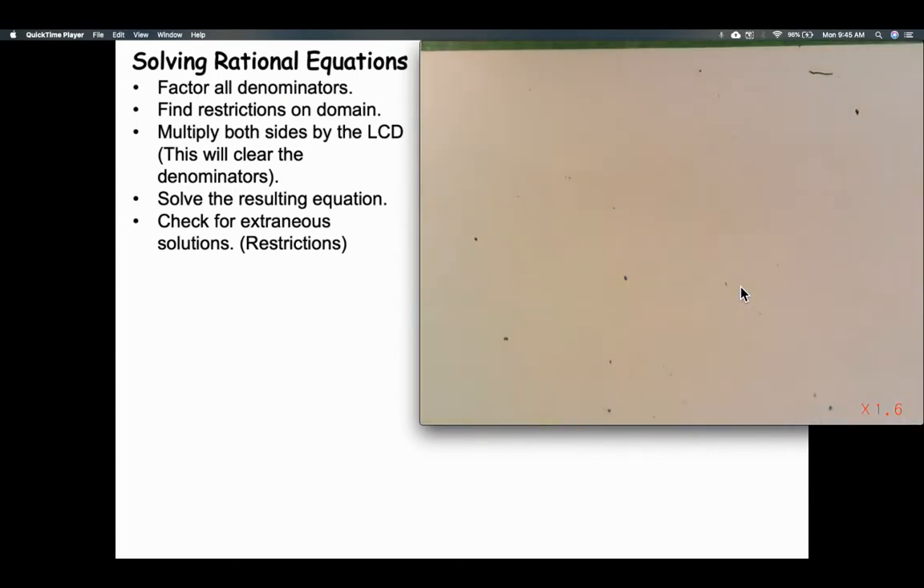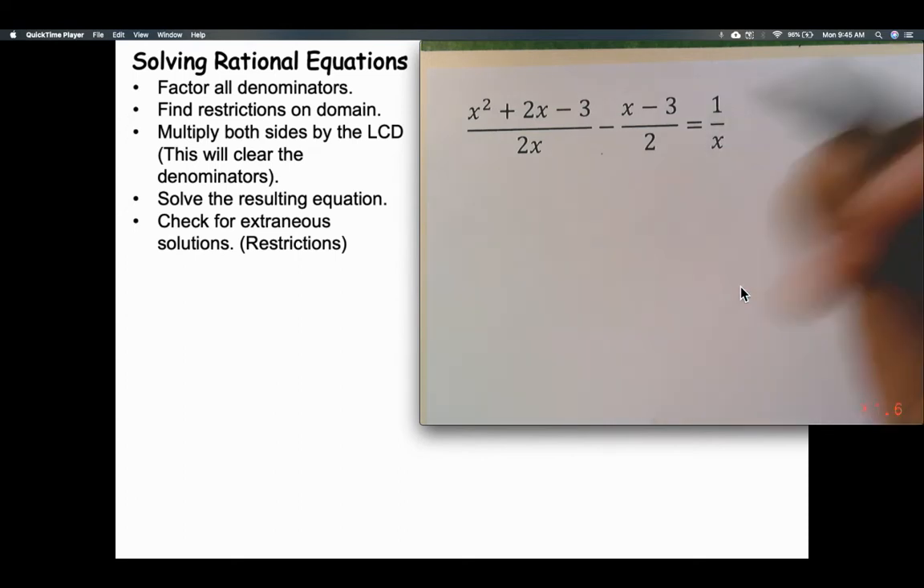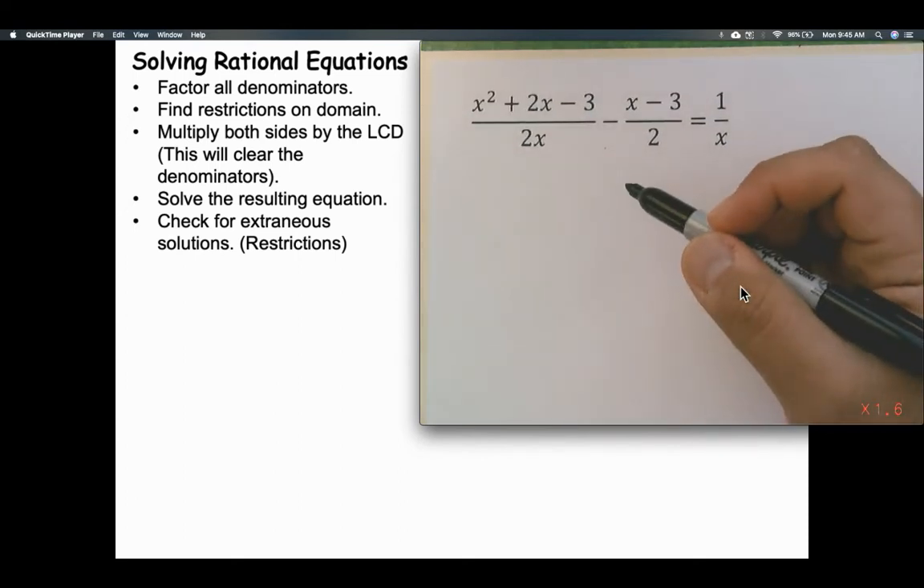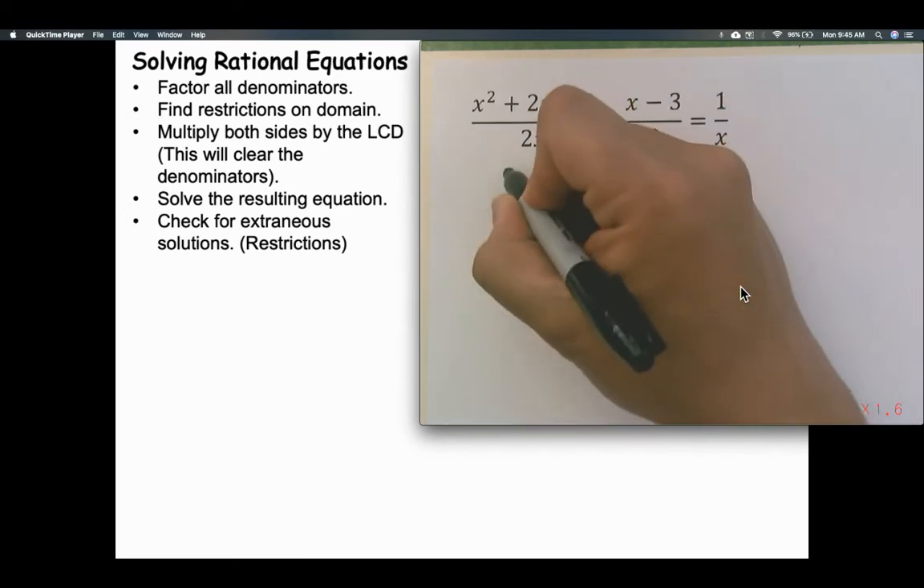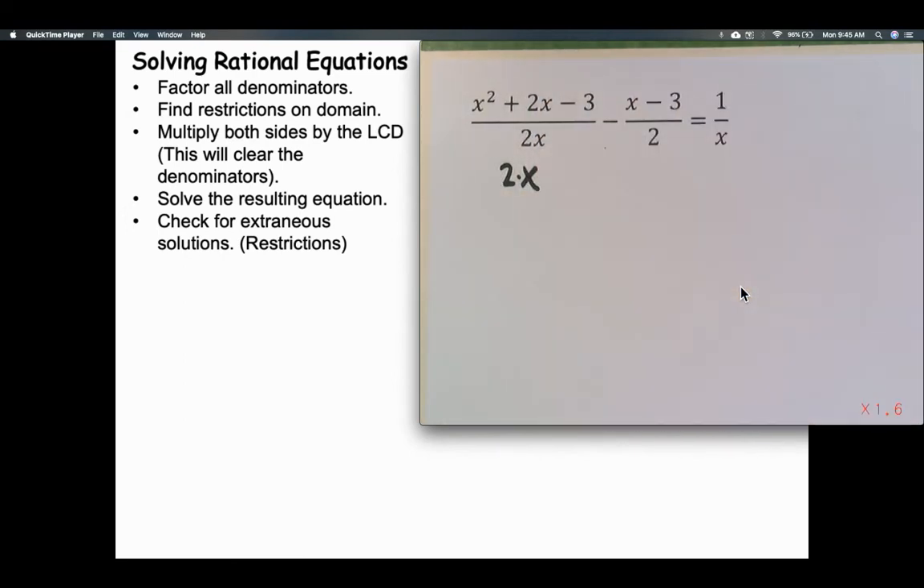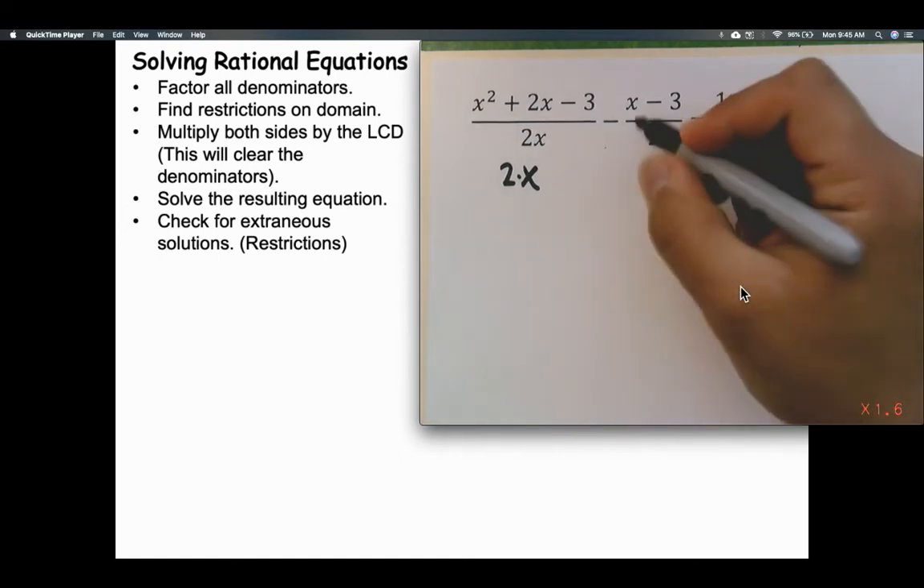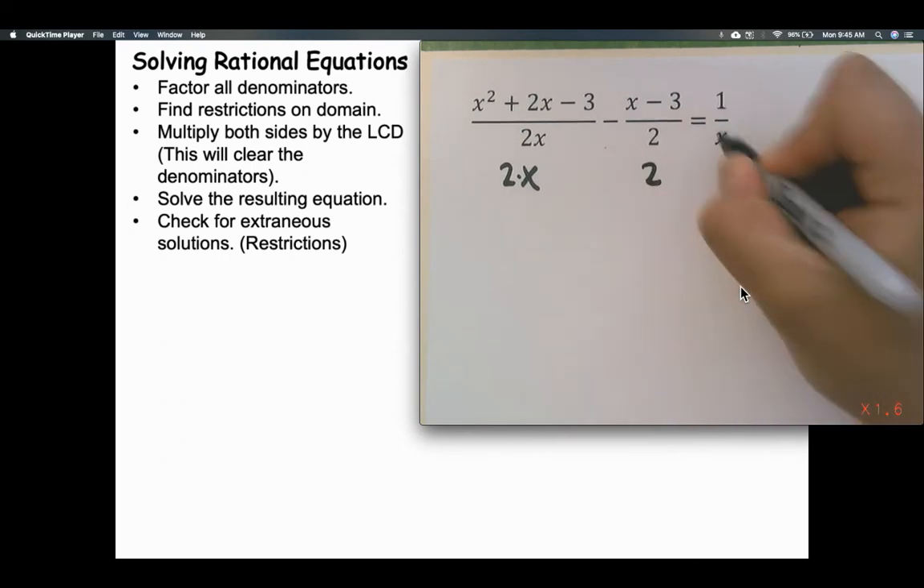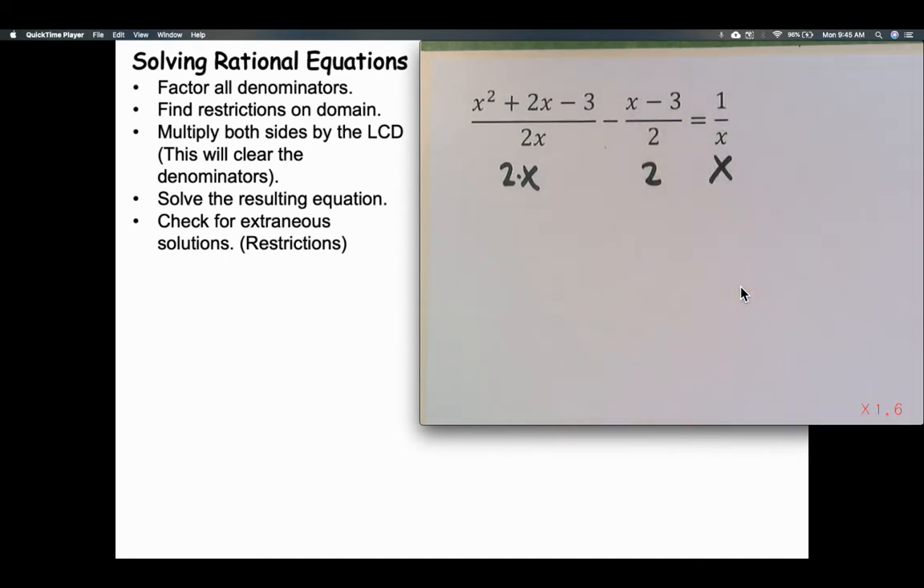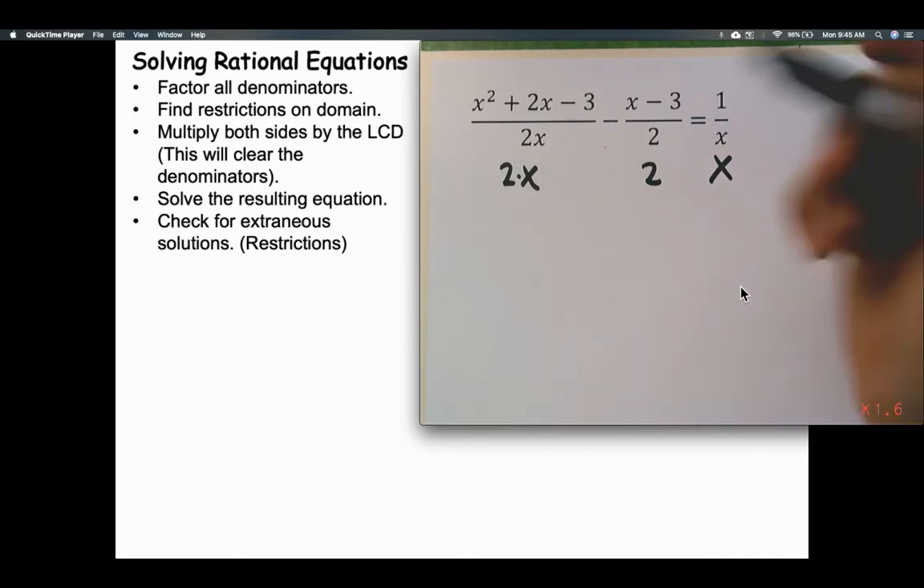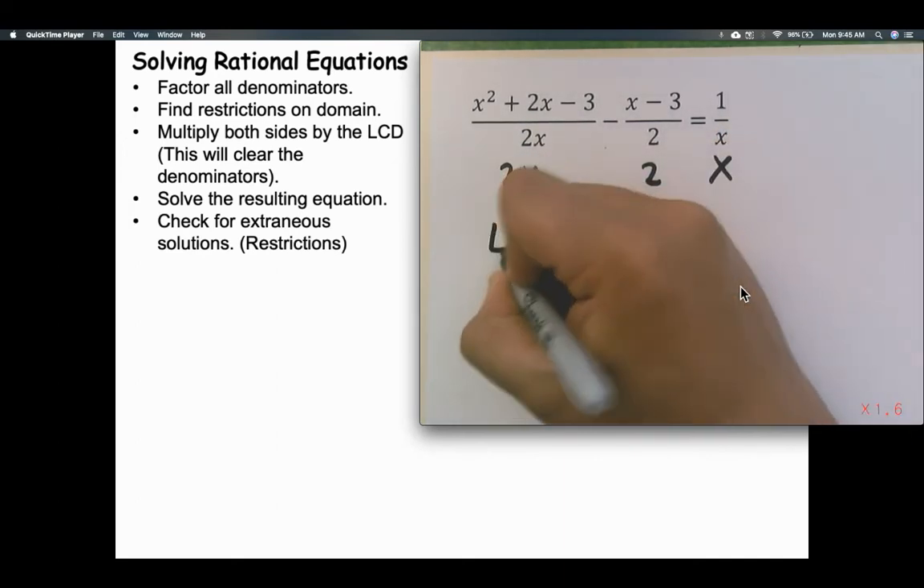Second example. Let's see what it looks like when it's a little more complicated. So we have this one right here. So first step again is to factor all your denominators. So this denominator is a 2 times an x. This denominator over here, I don't really need different colors. This number here is just a 2. This one is just an x. Those don't really factor. So I got my LCD.